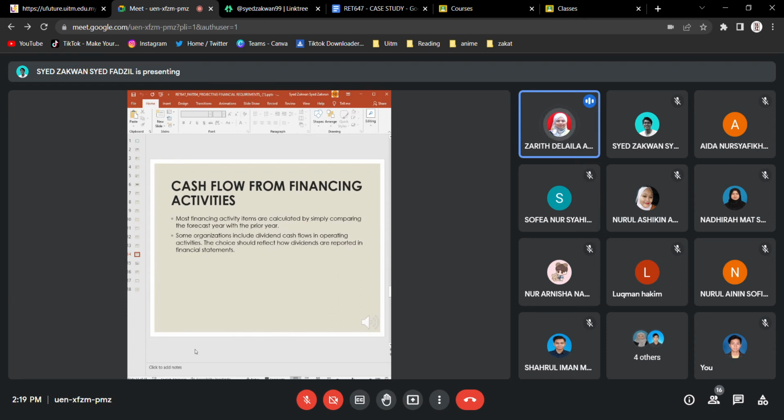Okay, next kita tengok cash flow from the financing activity. Okay, most of these financing activity items are actually calculated by simply comparing our forecast year with the prior year. Means that kita akan compare kita punya financing activity from this year and also the last year. And then some of the organisations or some of the entrepreneurs will include all the dividend cash flow in these operating activities. Okay, all the choices should reflect how the dividends are reported in the financial statement. Okay. Alright, now next.